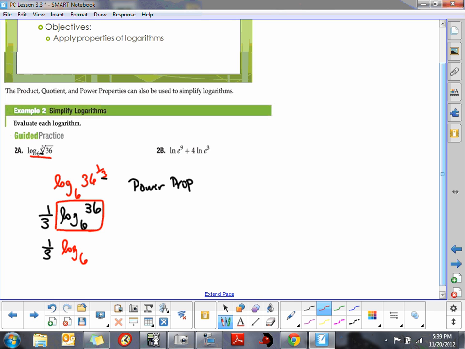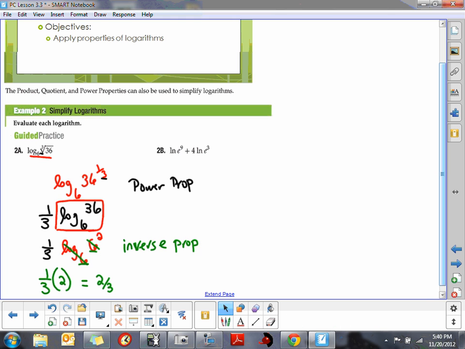Log base 6 of 36, I want to rewrite 36 as a base 6 number, which is 6 squared. The reason I wanted to write that is because now that I have a log base 6 of an exponential base 6, that's that inverse property of logarithms. So these two cancel, so I have nothing more than 1/3 times 2, which is 2/3.